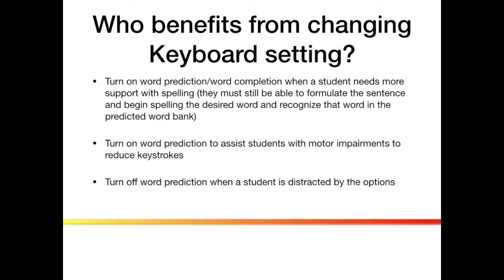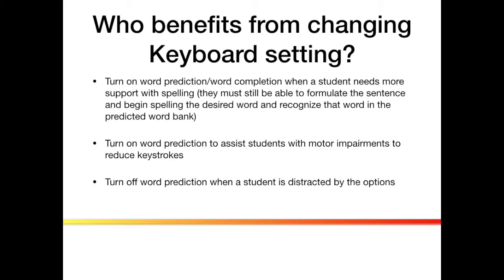Who benefits from changing various keyboard settings? Turn on word prediction in the keyboard setting when a student needs more support with spelling. But please note, they still need to be able to formulate a sentence, have the vocabulary to do that, and prior knowledge, of course, and begin spelling the desired words and recognizing that word in the predicted word bank and be able to select that word.